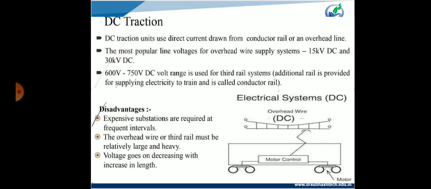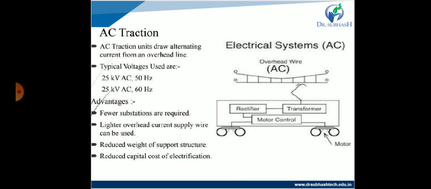As we know, in DC we require a third rail, but in this we do not require it. So the support structure has reduced weight, which reduces the capital cost of electrification. So AC traction system is less costly as compared to DC traction system.